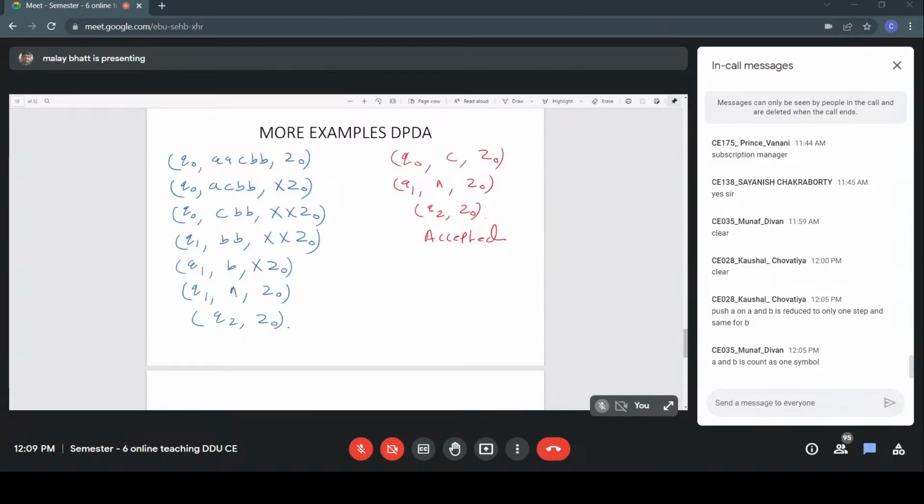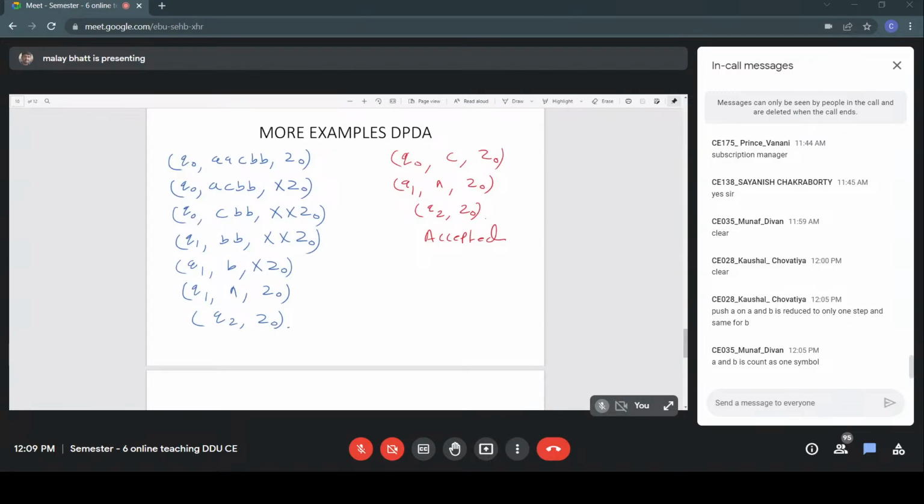Okay, so now Q0 C and X on top of the stack. Definitely it is the end of the first part, so Q0 is converted to Q1. We now have to do pop operations: B B and double X Z0. Now Q1 B X is a pop operation, B and X cancel out. Again Q1 B and X Z0, so again it is a pop operation. So it is Q1 null Z0, and it gives us Q2 Z0, which is accepted.